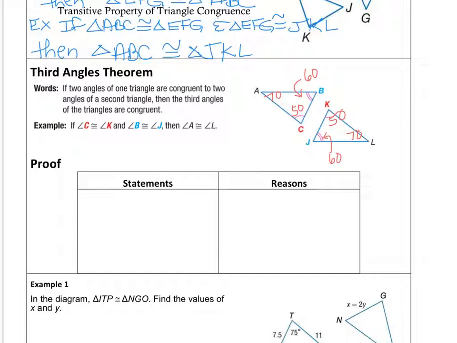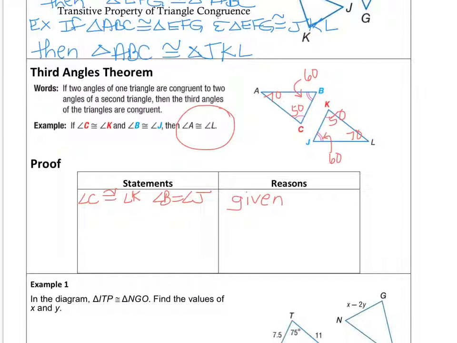Okay, so let's prove that though. We've got angle C is congruent to angle K, and angle B is congruent to angle J. I'm going to try to prove my conclusion here that A is congruent to L. Okay, so both of those were given. Okay, so let's see how we might want to prove that A is congruent to L.